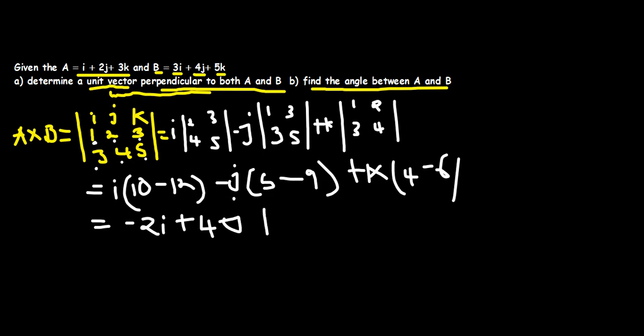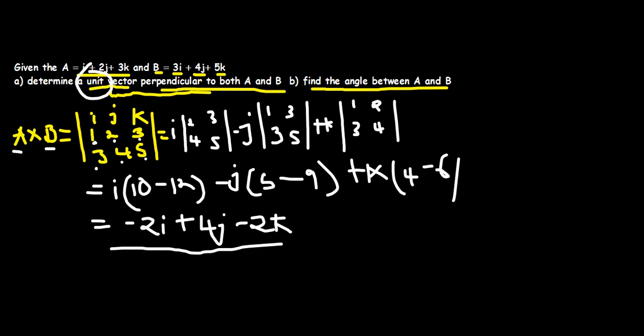Then plus k outside, multiplied by minus 2, so we have minus 2k. So the vector that we found is minus 2i plus 4j minus 2k, which is the cross product of vectors A and B. This cross product is always perpendicular to the two vectors, A and B.